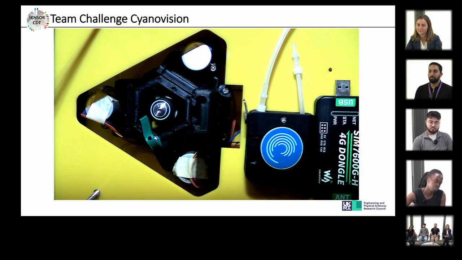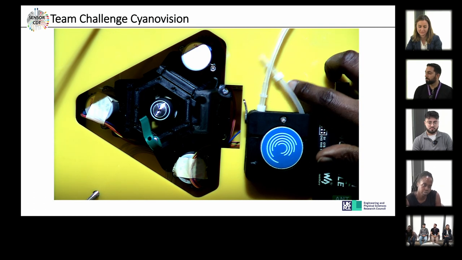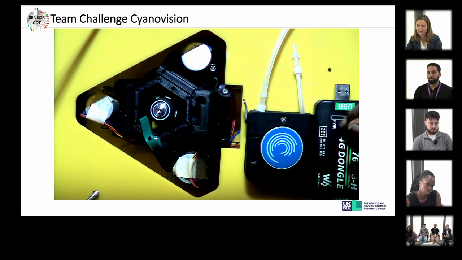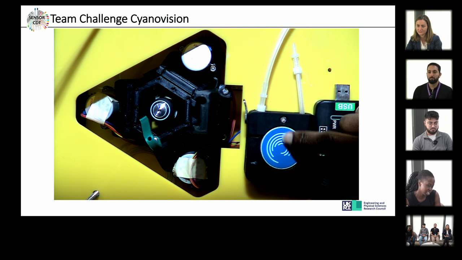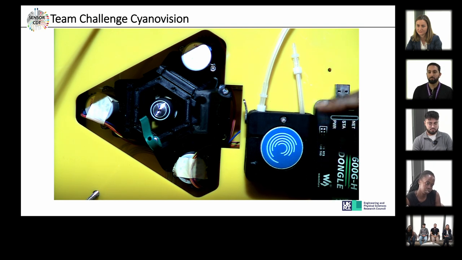So we are trying to say, can we actually detect the cells in that water? What you see here is a pump. It pumps water from a water source through this system. It gets cleaned, filtered, and then it's imaged by the microscope. Then we send the images through a Raspberry Pi. We have a machine learning program, as Mohammed already said.